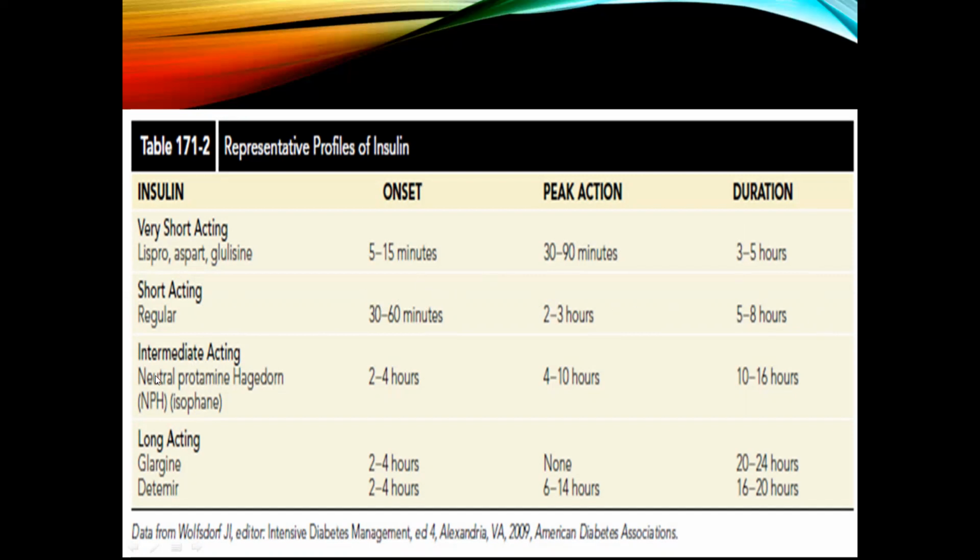Then intermediate acting, we've got neutral protein hagedorn, which is known as NPH or isophane. Onset is 2 to 4 hours, peak action is 4 to 10 hours, and duration of action is 10 to 16 hours. Then under long acting, we've got glargine. Onset is 2 to 4 hours. There's no peak action, and duration is 20 to 24 hours, which is basically a day. Then detemir onset is 2 to 4 hours, peak action is 6 to 14 hours, and duration is 16 to 20 hours.